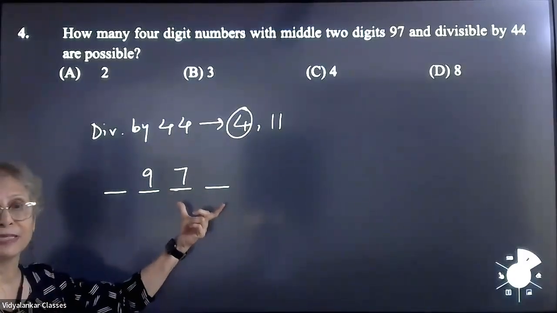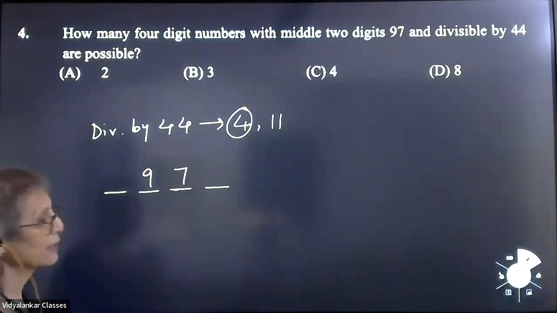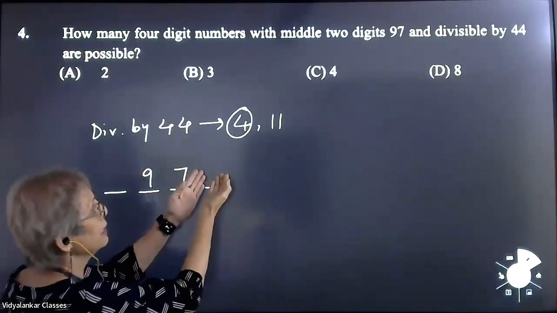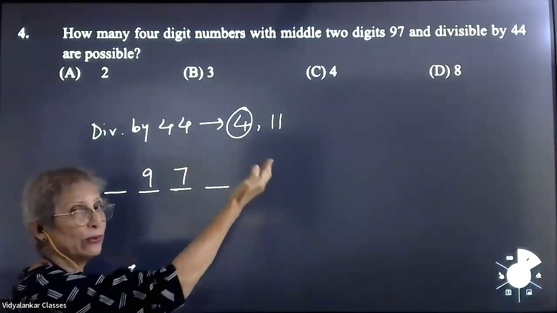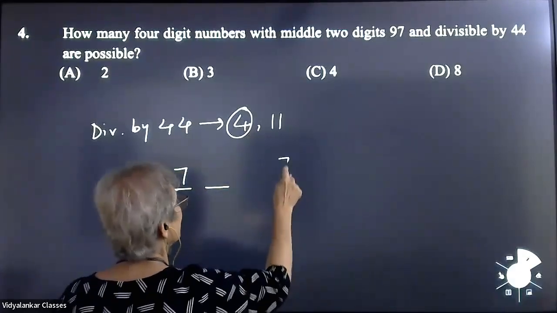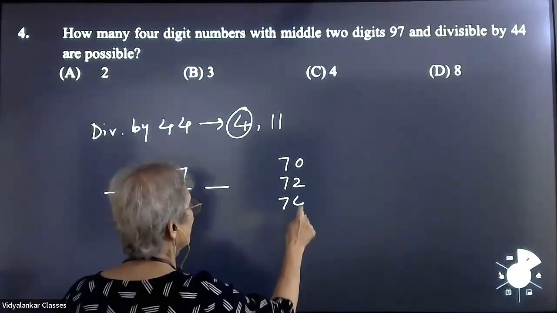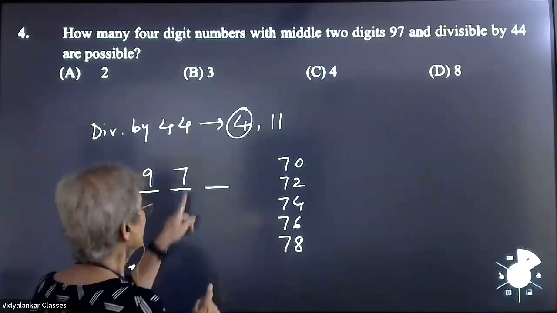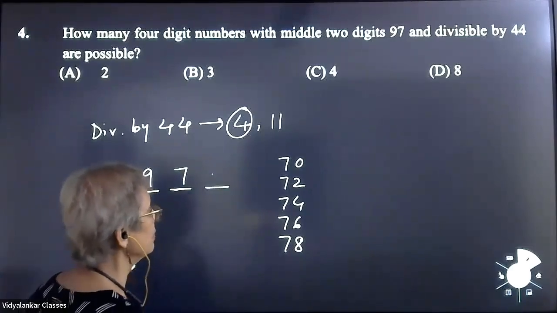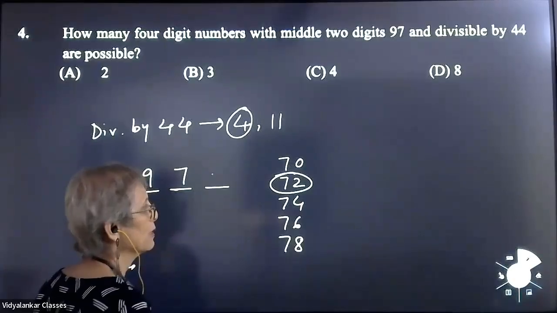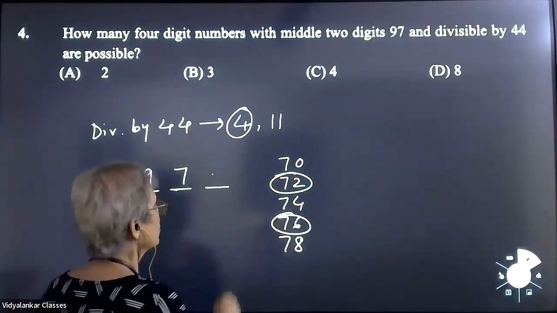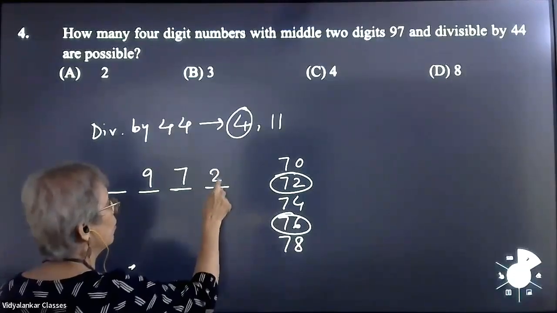The last two digits should be divisible by 4, right? Now here we can write any digit, but it should be divisible by 4 and therefore the number should be even. So first let us take 70, 72, 74, 76, 78. Here I can write 0, 2, 4, 6, 8. Out of that, which is divisible by 4? Yes, this is divisible by 4. What about this? This is also divisible by 4. And these three are not. So here we get either 2 or 6.